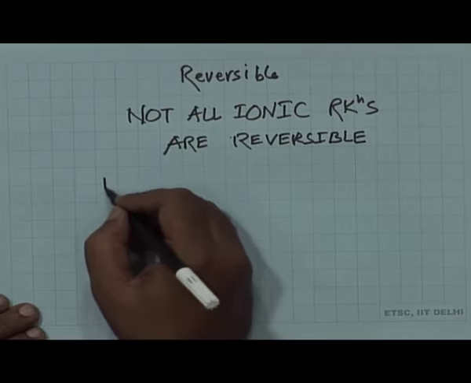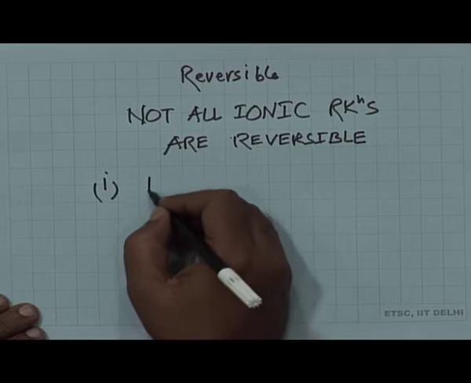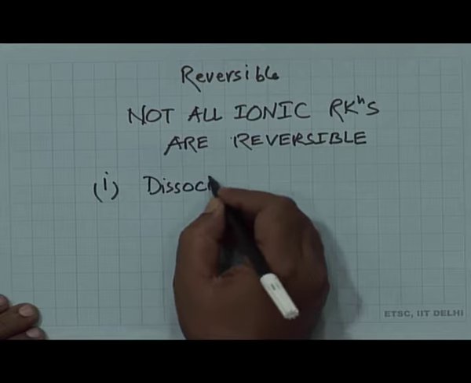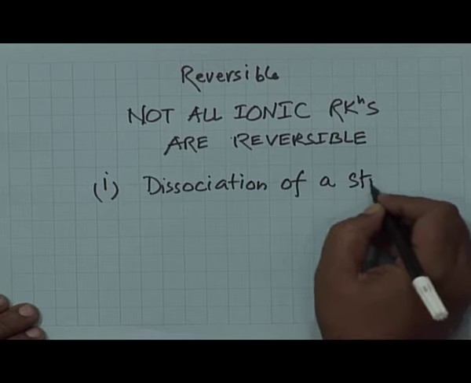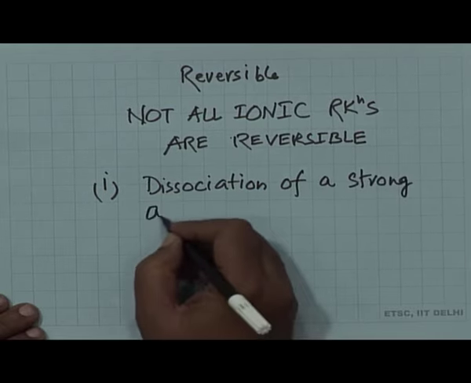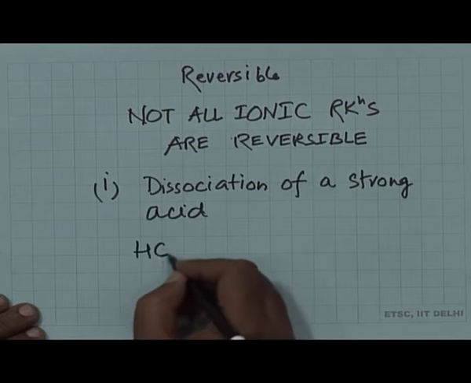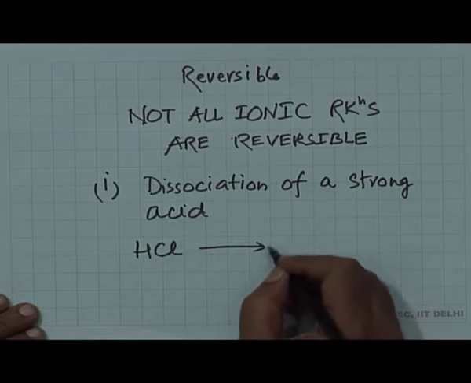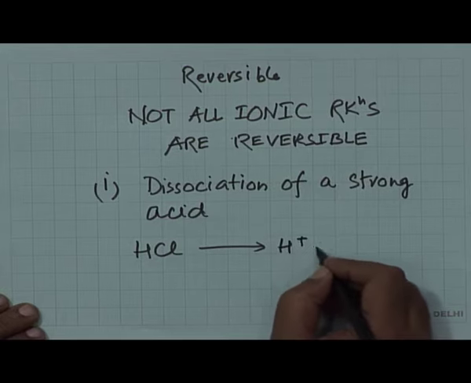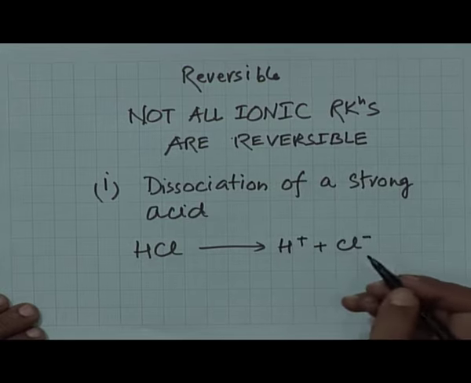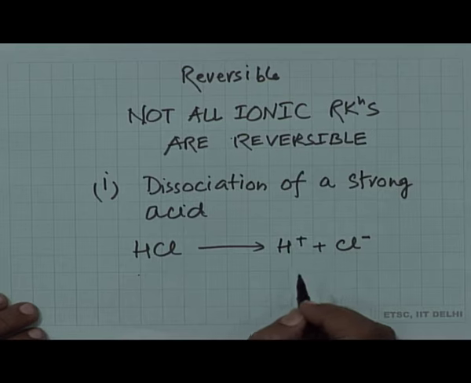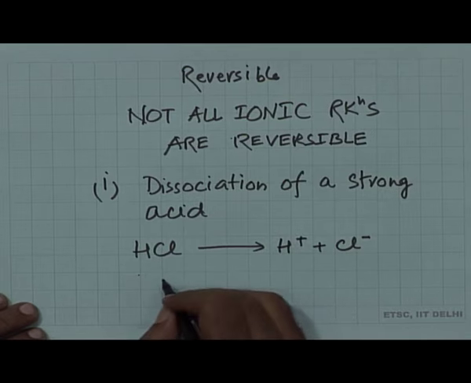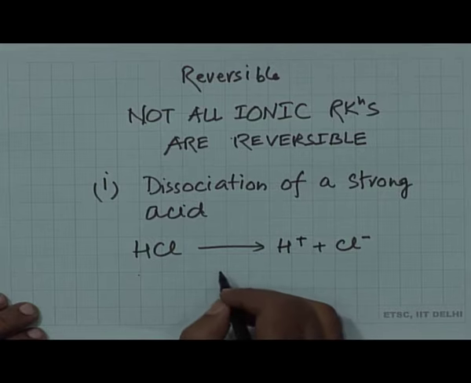For example, dissociation of a strong acid, for example HCl. This completely dissociates. It means it is almost irreversible, giving you H plus ion and Cl minus ion. So, when reactions are irreversible, we cannot apply the concept of equilibrium here.